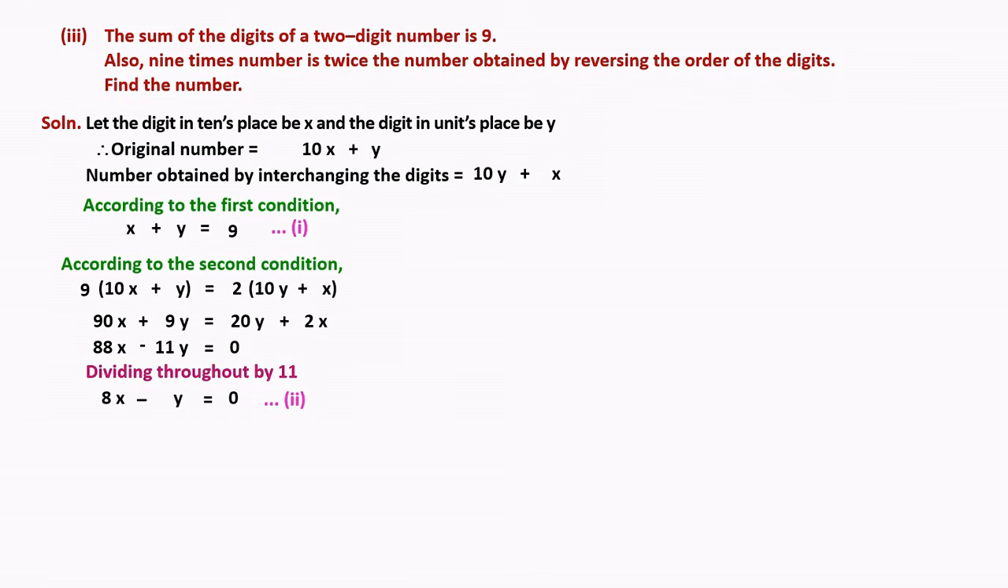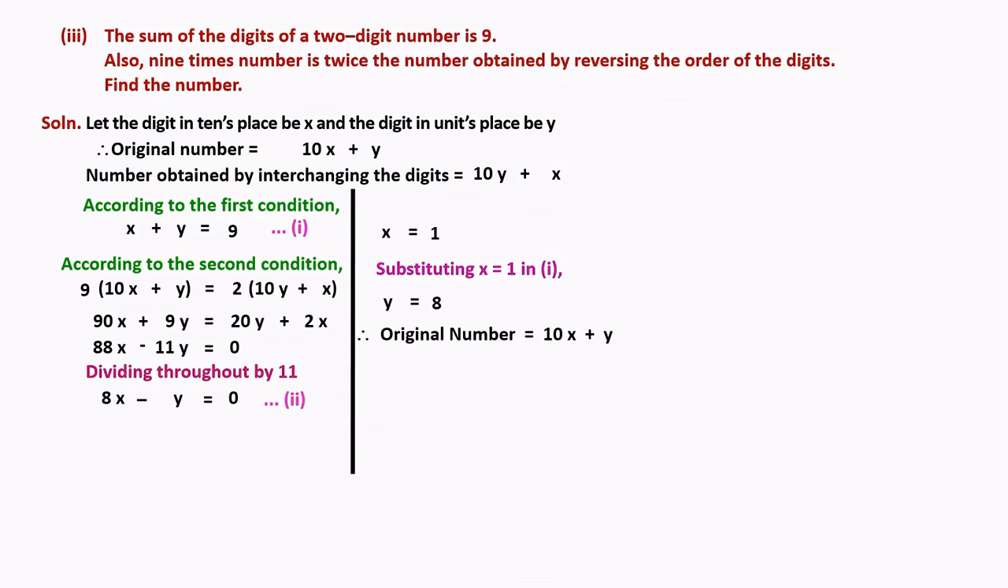Now, from this equation, y equals 8x. Substitute this value in the first equation. x plus 8x equals 9. 9x equals 9. So, x equals 1. Now, substitute x equals 1. y equals 8. Therefore, the number is 10 into 1 plus 8, which is 18. So, the required two-digit number is 18.